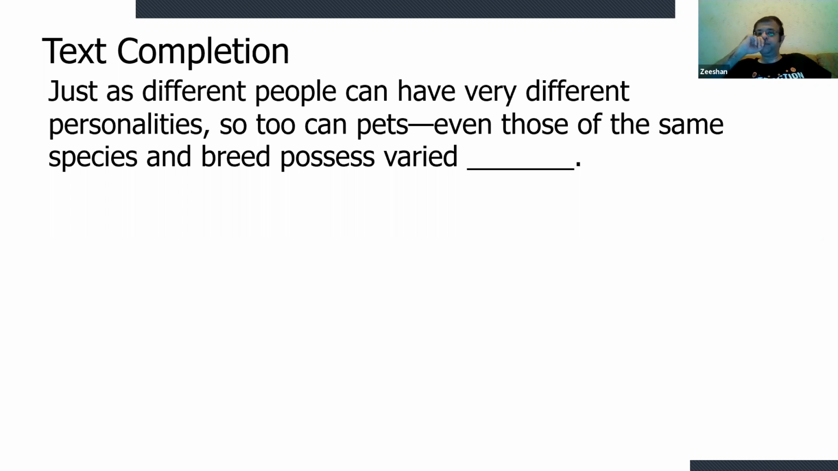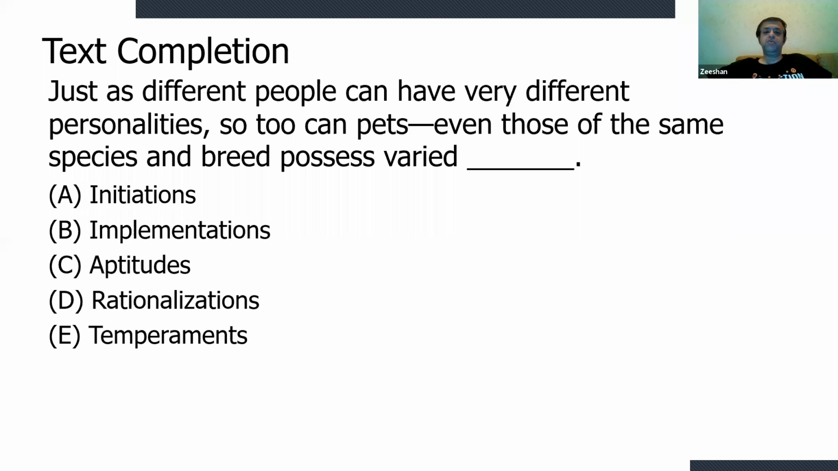Just as different people can have very different personalities, so pets can also have different personalities. Even those species and breeds that are the same, they may still possess different dash. So it's quite clear that here we are talking about personality types. So the kind of word that should go in this blank should be something which refers to personalities.